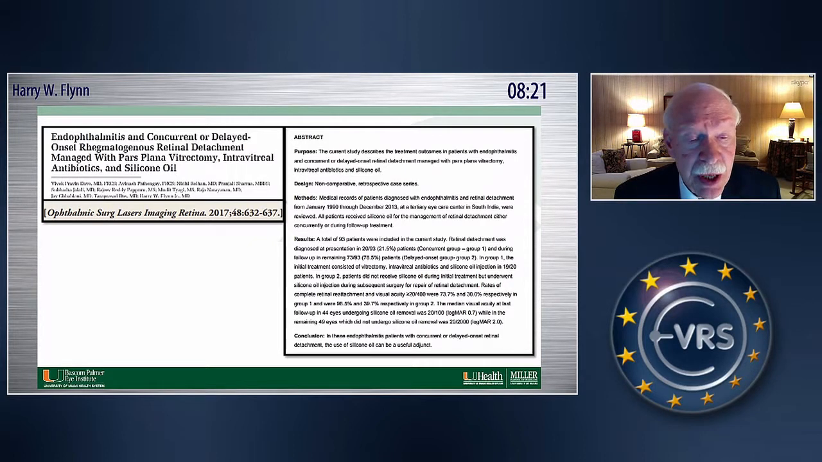This is another study that was recently published in Ophthalmic Surgery, Lasers. Together with my colleagues in India, we reported a large series of endophthalmitis cases managed with silicone oil, either initially when there was a concurrent retinal detachment, or later when there was a delayed onset of retinal detachment.